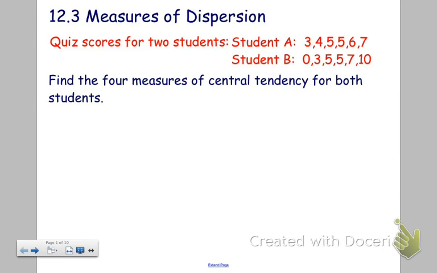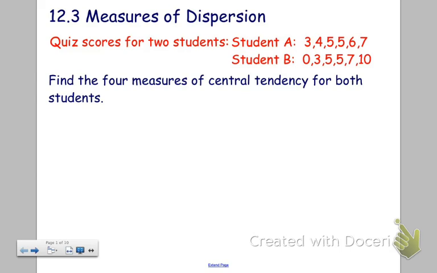Today we're going to look at 12.3 measures of dispersion. Okay. Let's go ahead and start by looking at the quiz scores for two students. We have student A, who had quiz scores of 3, 4, 5, 5, 6, and 7. And we have student B, who has quiz scores of 0, 3, 5, 5, 7, and 10.